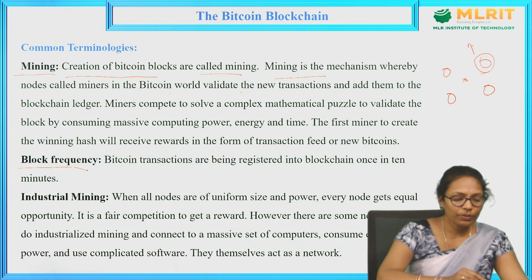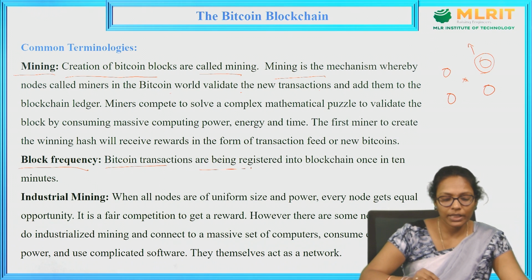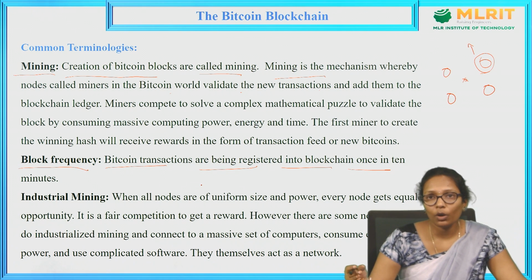And block frequency. Bitcoin transactions are registered into the blockchain once in 10 minutes. To create a block, how much time is required? That is called block frequency here. In 10 minutes, we can create one block. One block will contain a number of different transactions.